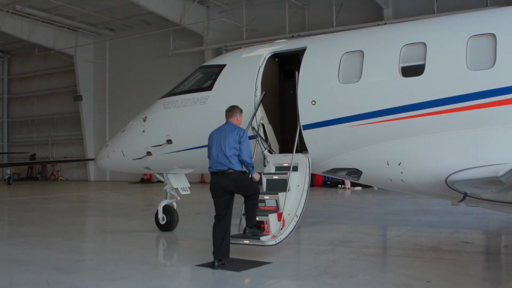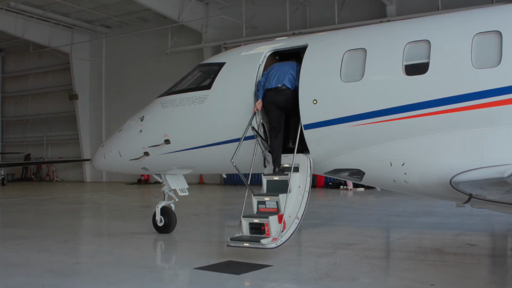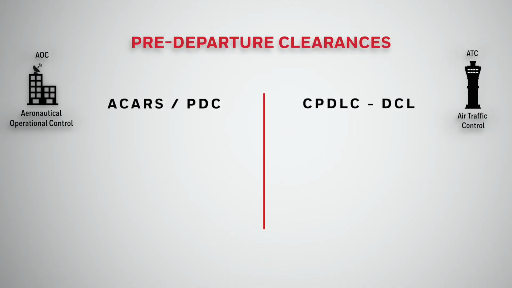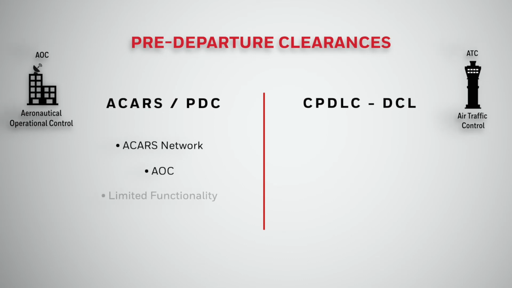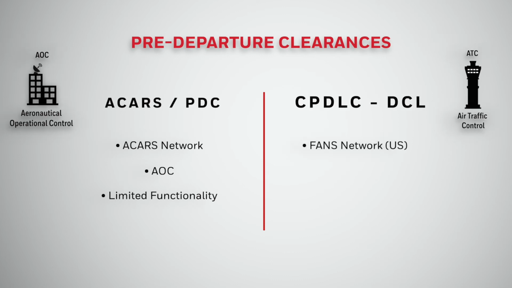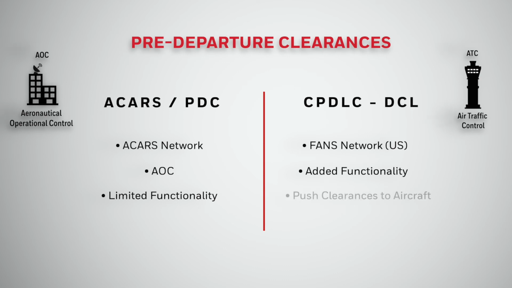Datalink services can be used to obtain pre-departure IFR clearances. There are 2 types of Datalink departure clearances. 1. The traditional ACARS pre-departure clearance, or PDC, uses the ACARS network and AOC ground stations to send Datalink clearances to the aircraft. PDCs are limited in functionality and cannot be pushed to the aircraft or automatically loaded into the FMS. 2. The newer CPDLC DCL uses the FANS network in the US to send clearances to the aircraft. DCL has added functionality and can be used to automatically push clearances, including amended clearances to the aircraft.